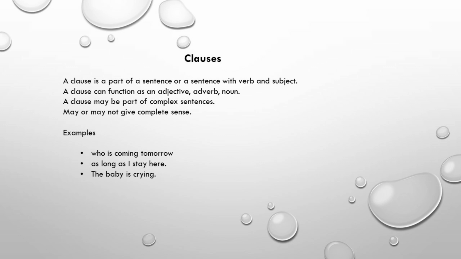The baby is crying. This is also a clause because it has a subject that is the baby and a verb that is crying. And in the clause it is giving a complete sense. முழுமையான meaning தருது. This is how clauses may or may not give complete sense in certain situations.